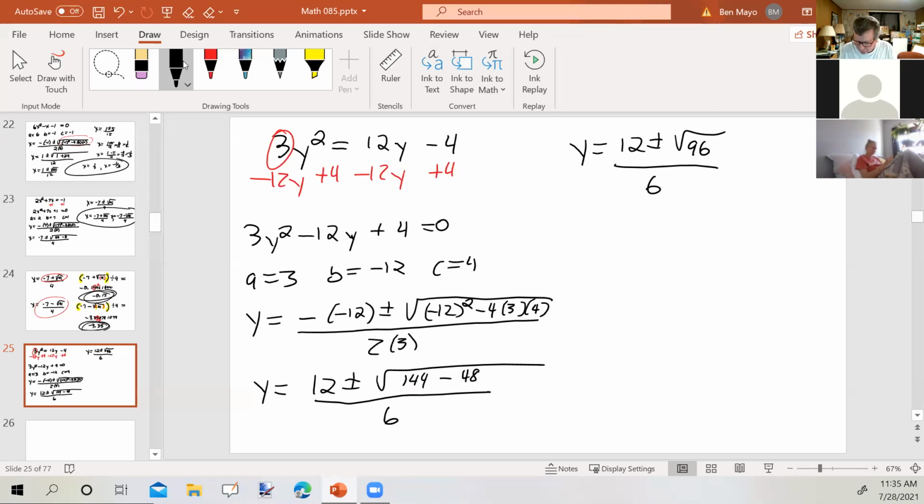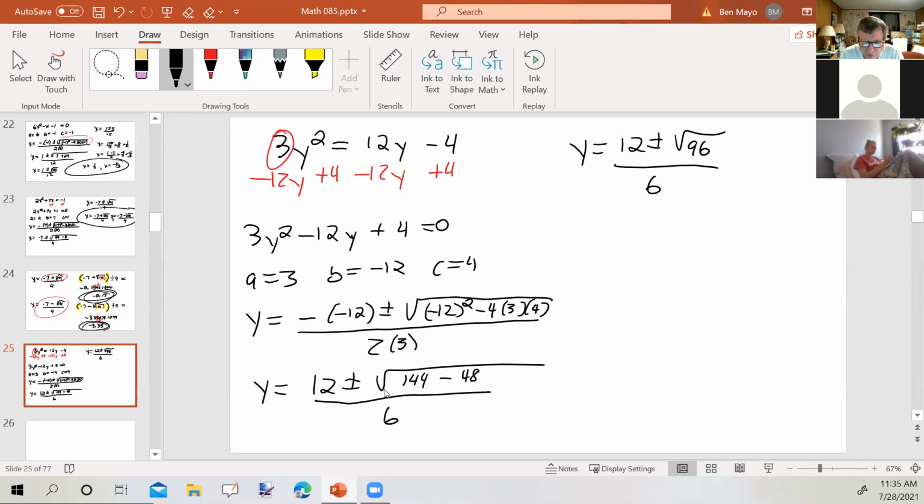Now, we could go straight from here to the decimal approximation it's asking for, okay? So if all they wanted was the decimal approximation, we could split this up and punch it into our calculators. But we're not going to do that. We're going to simplify our answer as much as we can first to get the most reduced, the most simplified exact answer.